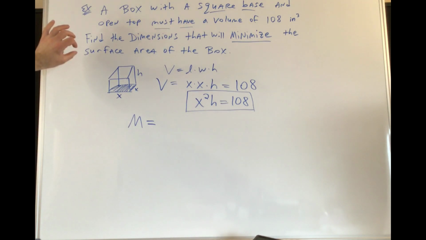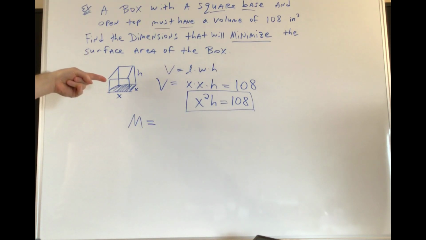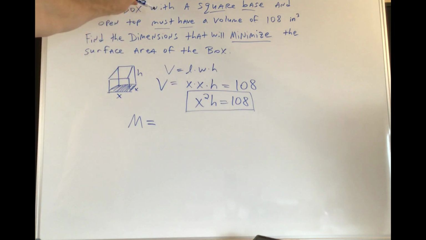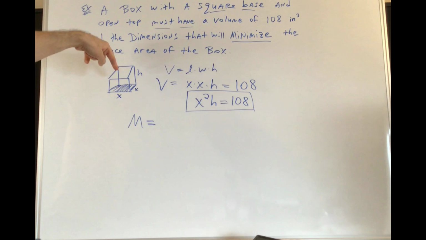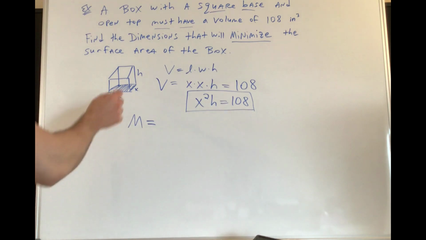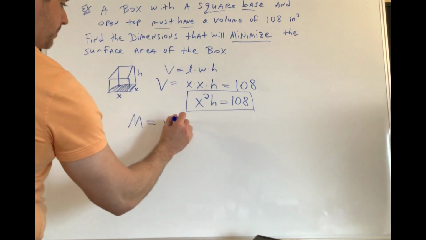Surface area, just listen really carefully to what I say, is the area of each of the surfaces. And there are 5 of them: a bottom and 4 sides. The top is open, there is no top, or there would be another side. This box only has 5 sides, a bottom and 4 sides going around. So what's the area of the bottom? The bottom is a square base, so the bottom has an area of x squared.